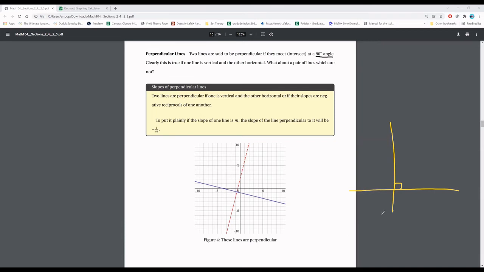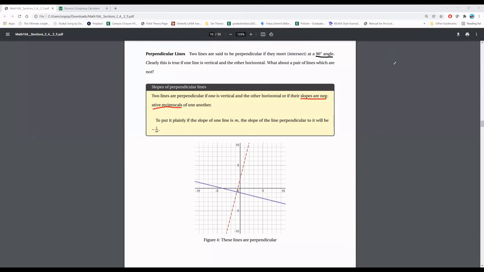Now, if we don't have a vertical and a horizontal situation, we can still say something interesting. We can say the slopes of two perpendicular lines are negative reciprocals of one another. Pretty fancy terminology.